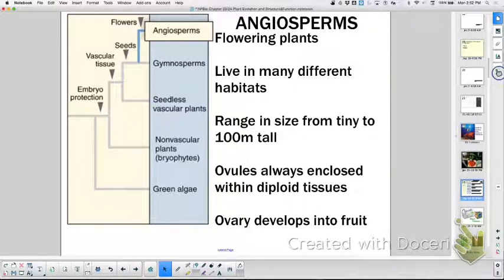So flowering plants live in a lot of habitats, tiny, small. Ovules always enclosed within diploid tissues. Okay, diploid tissues. So the ovules are what's going to generate the egg, and they're surrounded by diploid tissue. So that means they're surrounded by sporophyte tissue, right? Does that make sense? Okay. And the ovary develops into fruit.